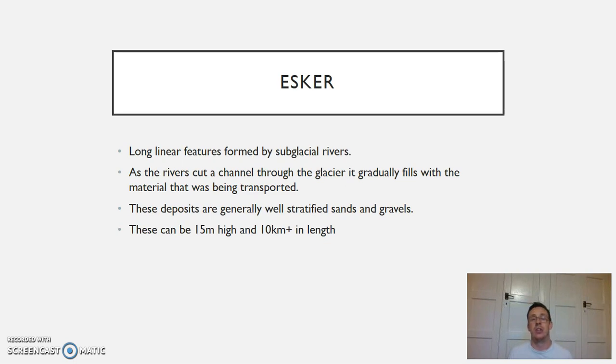Next, eskers. Now eskers are really cool, but very weird in that you need to accept that underneath glaciers you get rivers that flow, which can seem really odd when you think glaciers, big lump of frozen water, yet through it or under it you can have flowing water, but you can. So if we accept that, eskers are formed by these subglacial rivers which cut a channel through the glacier and then they fill it with material that they're transporting.